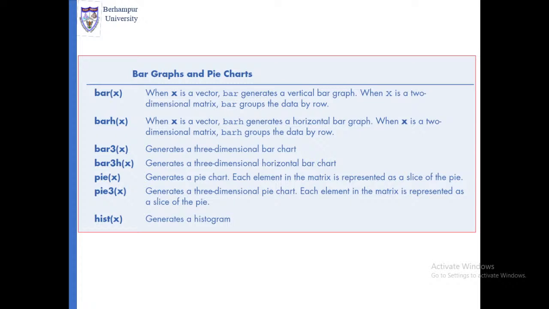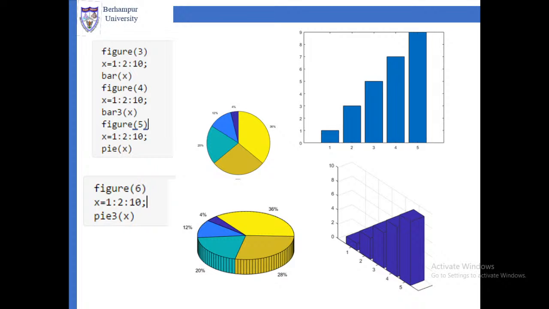Pie is a pie chart. Pie3 is a 3D pie chart. Hist is a histogram chart. So we'll see some of the examples here. First example is figure 3. We have already seen 2 figures, so here it is the third figure. Figure 3 means figure number 3.